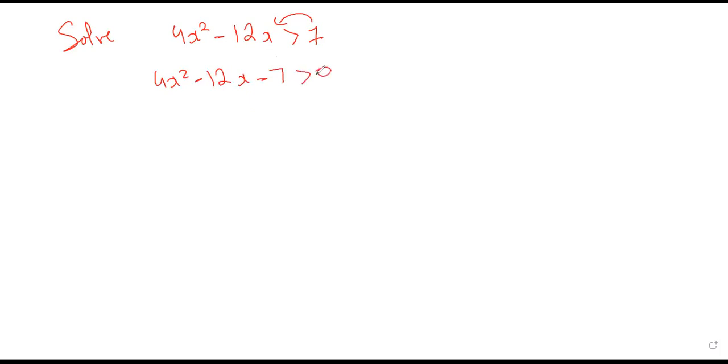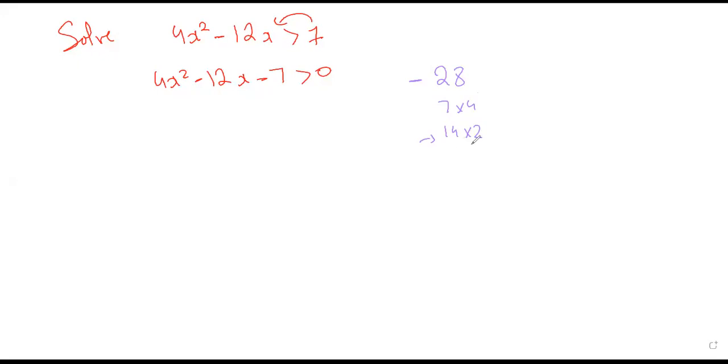Okay. Now think about this. Two numbers which when we multiply, we get minus 28, and when we add them, we get minus 12. So we know that 7 into 4 is 28. 14 into 2 is 28, right? Do you guys agree with this? Yes, 14 into 2 is also 28, okay?